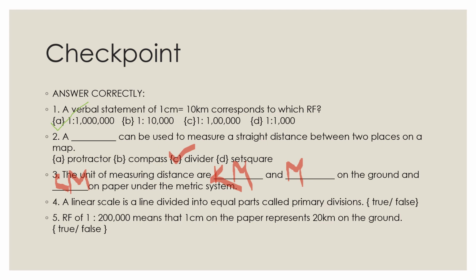Fourth question, a linear scale is a line divided into equal parts called primary divisions. So this is also true. This is true.